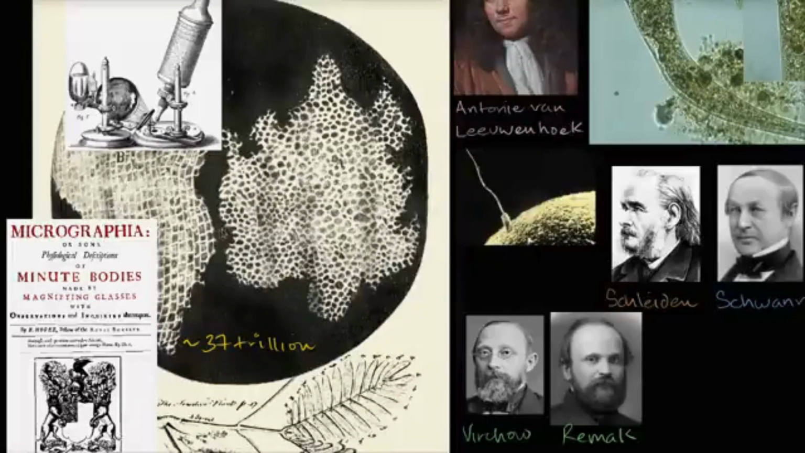And that's because people really didn't have the tools to make direct observations of cells. They didn't know that these cells were around. They didn't know that things even like unicellular organisms even existed. But all of that began to change with Robert Hooke.